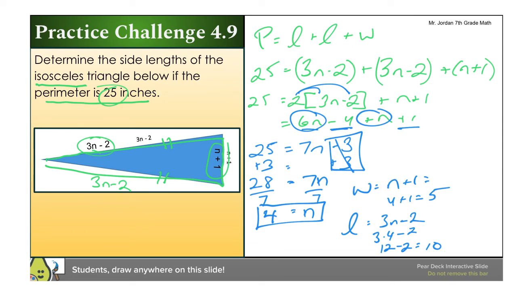So looking at this, I'm going to highlight my width is equal to 5. My length is equal to 10. And just to make that clear, I'm going to write over here, the width is 5, length is 10. If I check that out, 10 plus 10 plus 5, 10 plus 10 is 20, plus 5 is 25. So 10 plus 10 plus 5 is 25, and I've done a check.